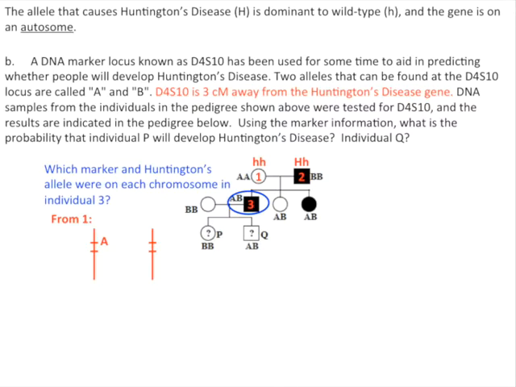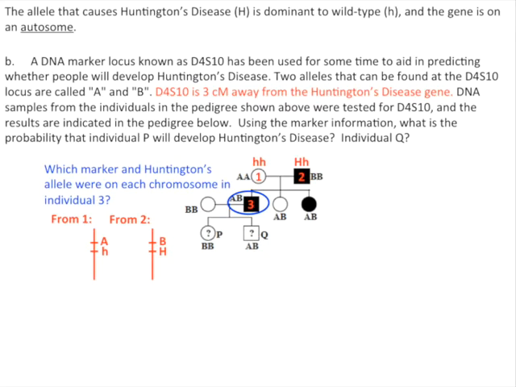Individual 1 was also homozygous for the unaffected Huntington's allele, so both the A marker and the little h disease allele must be on the chromosome that 3 inherited from 1. Individual 2 was homozygous for the B marker allele and heterozygous for the Huntington's disease allele. Since individual 3 is affected by Huntington's disease, we know that he must have inherited the big H allele from individual 2. He also must have inherited the B marker allele.